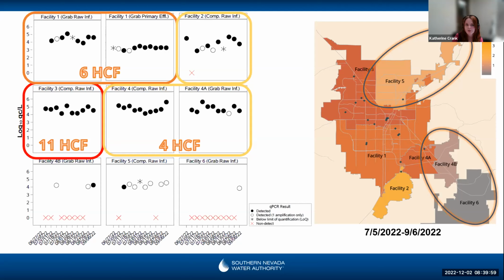Overall, throughout this sampling campaign, Candida auris was detected in 72 of the 91 wastewater samples analyzed, with a 79% detection rate.